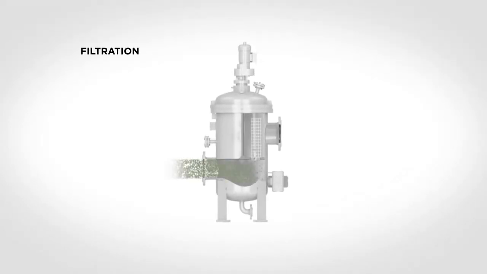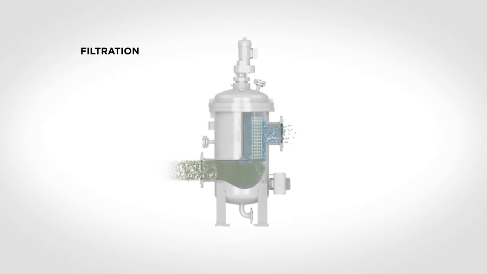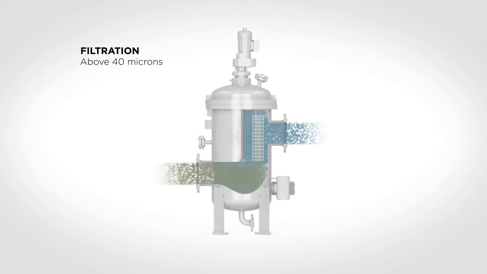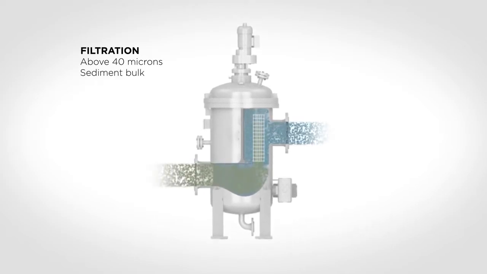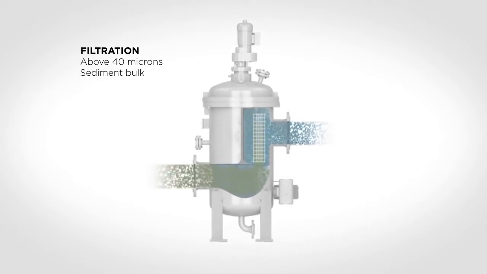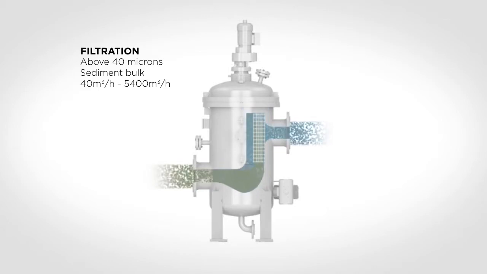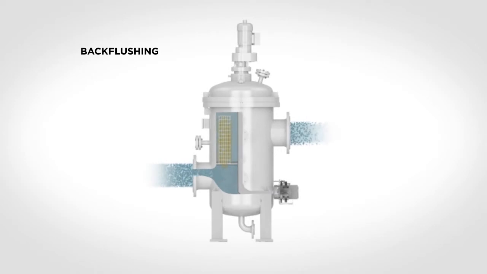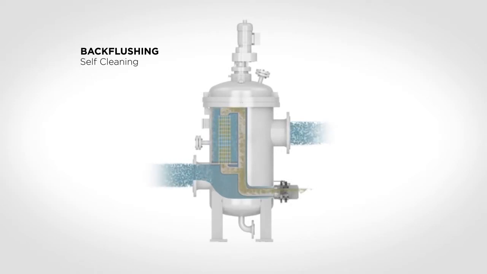The first treatment step is pressurized filtration, which removes most of the organisms above 40 micron as well as the bulk of the sediment in the water. The filter for pressurized systems is available in sizes ranging from 40 cubic meters per hour to 5,400 cubic meters per hour. The filter is self-cleaning, which means that it actively cleans the water during the entire ballasting process.